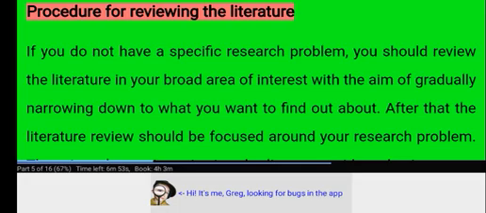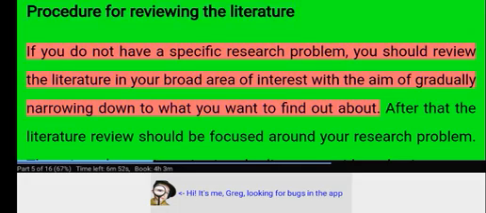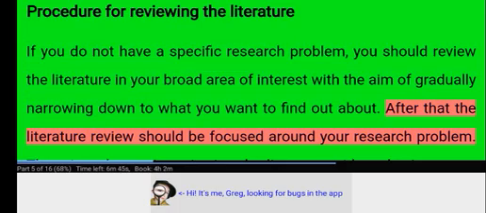Procedure for reviewing the literature. If you do not have a specific research problem, you should review the literature in your broad area of interest with the aim of gradually narrowing down to what you want to find out about. After that, the literature review should be focused around your research problem.